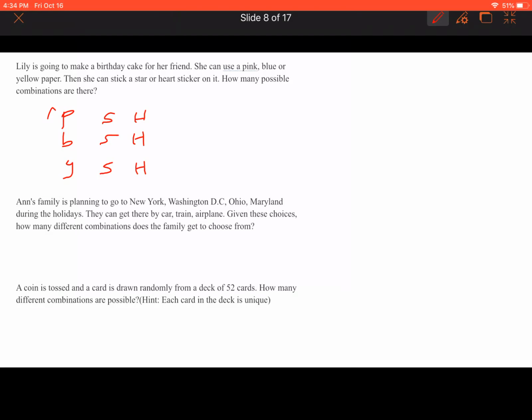So she has 3 choices with paper, and for each choice of paper she has 2 choices for sticker. So we can just multiply them and find the number of combinations, right? For P, 1, 2, for B, 2, 3, and 4. So 6 is the total number of combinations possible for the 3 choices of paper and 2 choices of sticker. We just have to find the number of choices for each option and multiply them, then we'll get the total combination.